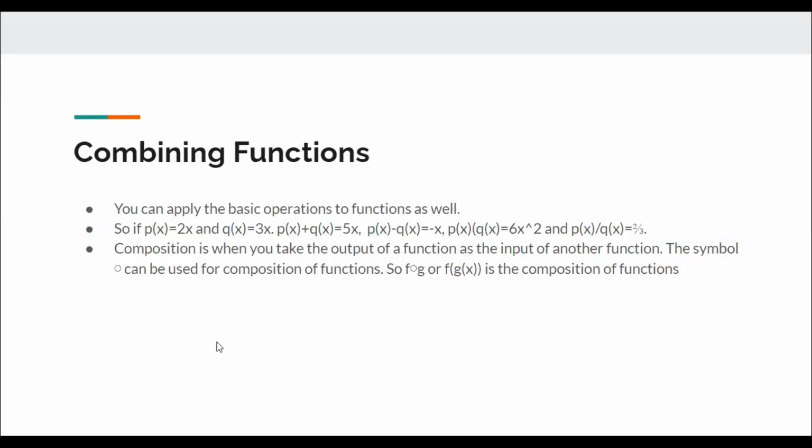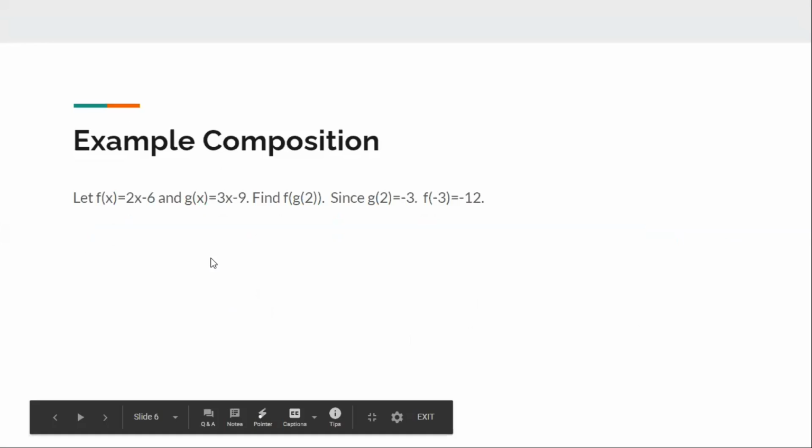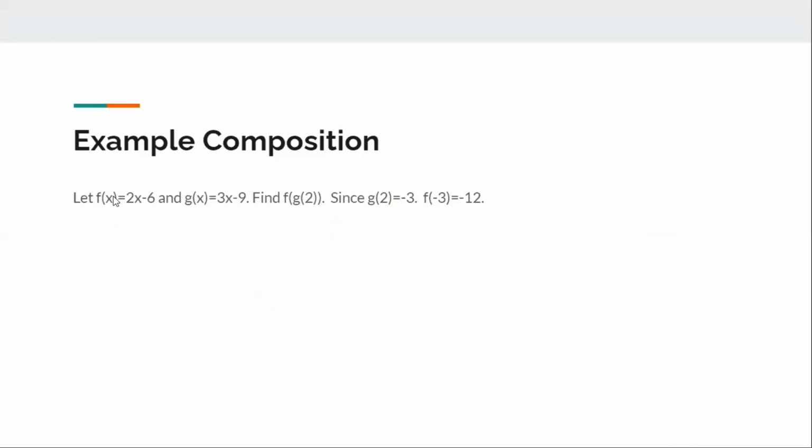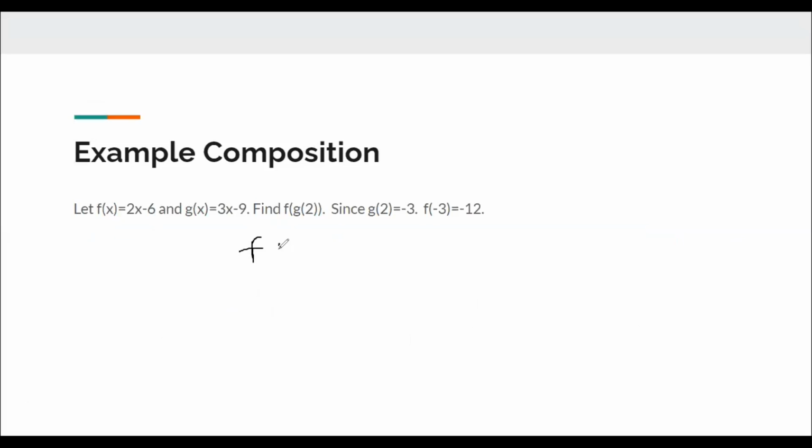I'll show you an example. Here's an example composition function problem. Let f of x be equal to 2x minus 6 and g of x be equal to 3x minus 9, find f of g of 2. Or I could have also written it like this, f of g, where the 2 goes like that.